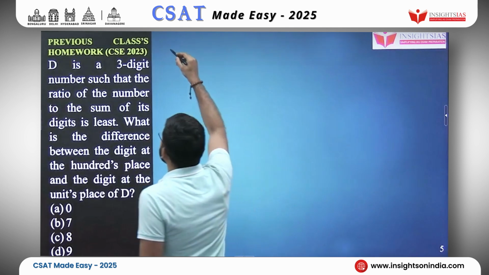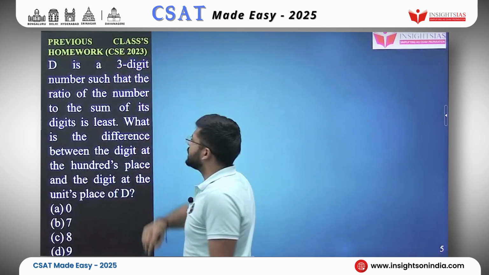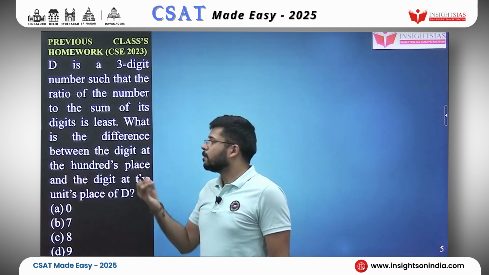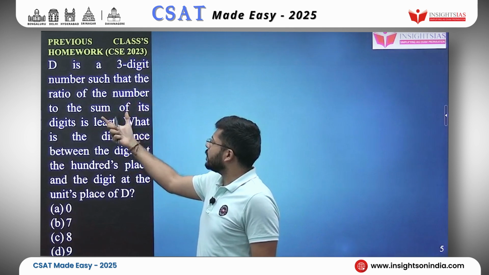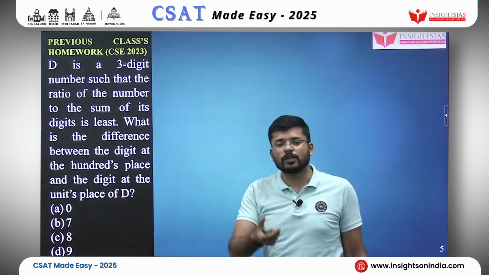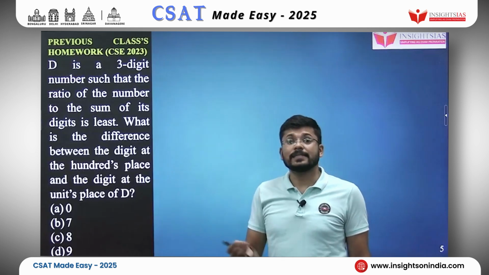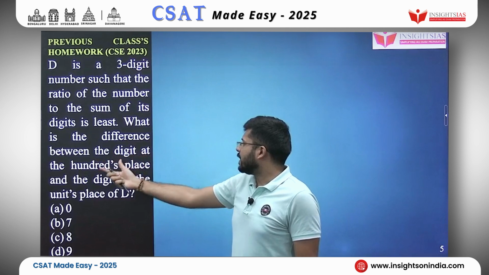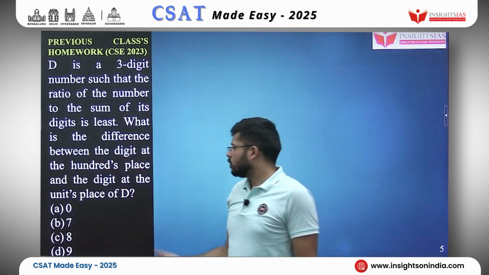The question tells us that D is a 3-digit number, such that the ratio of D to the sum of its digits is least. It is such a 3-digit number. Then what is the difference between the digit at the hundreds place and the units place of D?